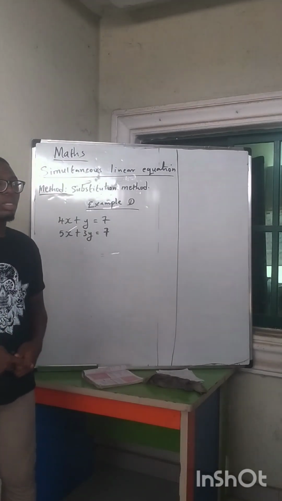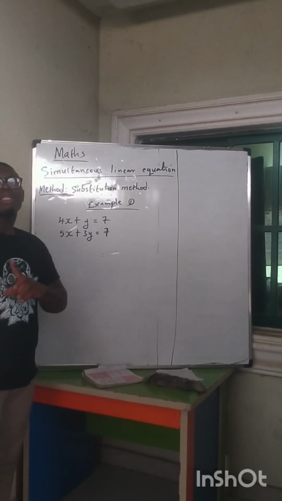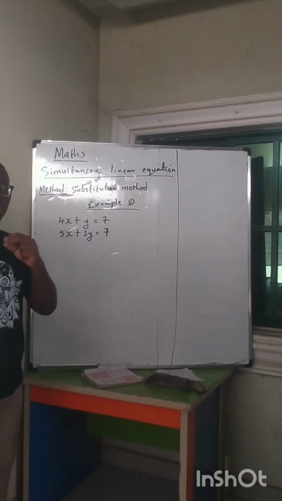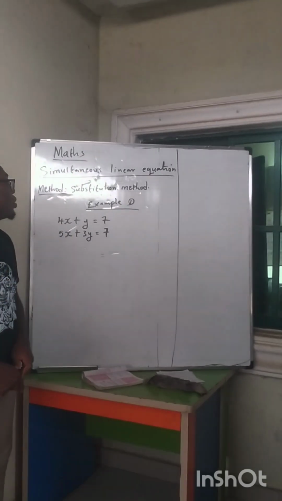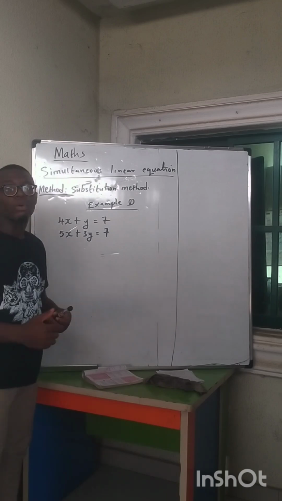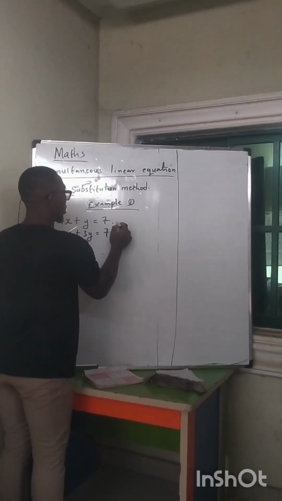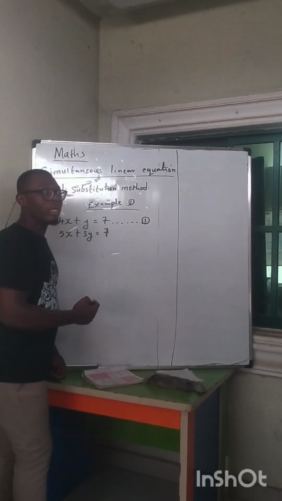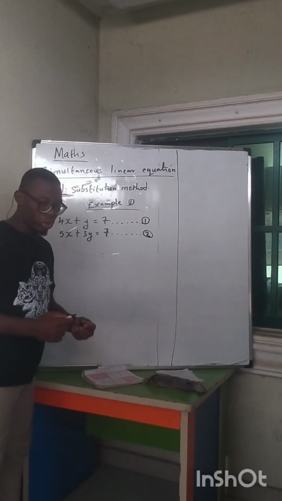Now let's dive into it. Now this is the equation here. As you know, every simultaneous equation has two equations that form as one. So if you want to solve this particular problem, all you have to do is to first of all number the equations. So we have it this way. This is equation 1, and this is equation 2.